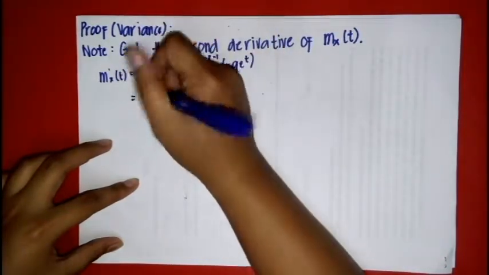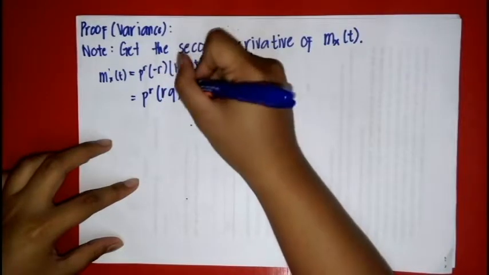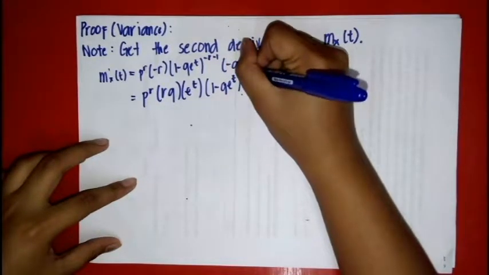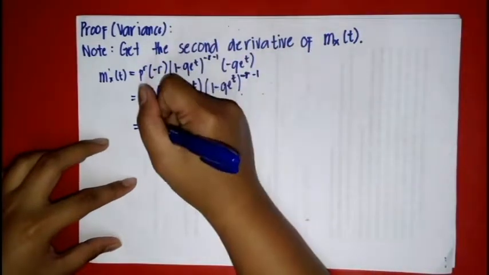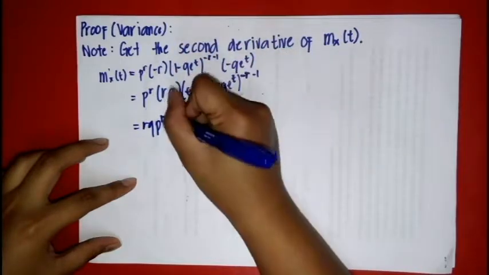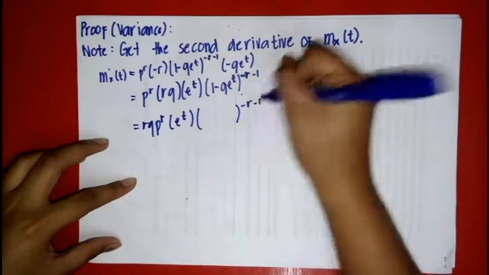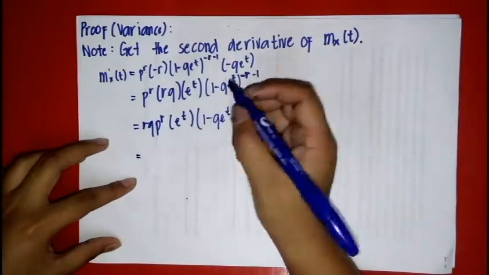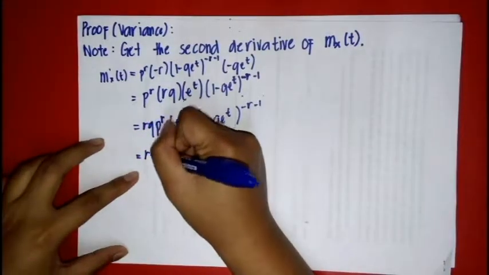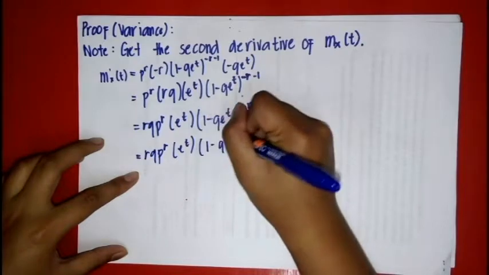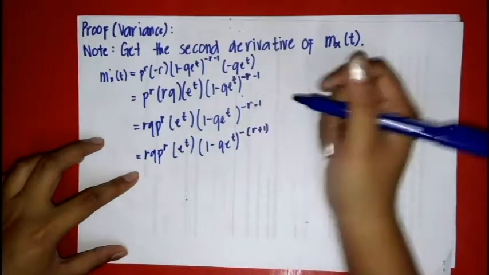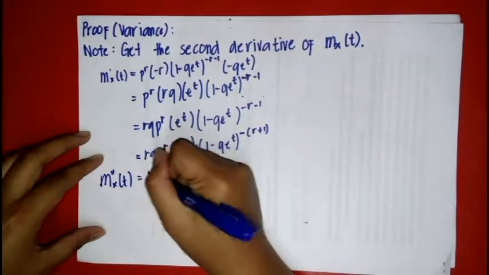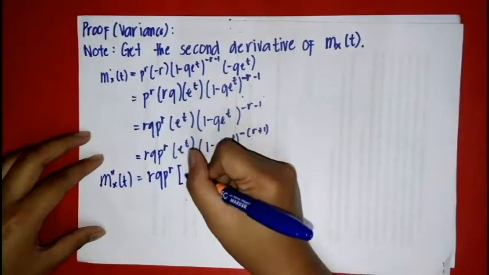This will be equal to r q p to the r times e to the t times 1 minus q e to the t to the power of negative r minus 1. Then we multiply by the derivative of the quantity, which gives us r q p to the r times e to the t times negative r minus 1 times 1 minus q e to the t to the power of negative r minus 2 times negative q e to the t, plus 1 minus q e to the t to the power of negative r minus 1 times e to the t.